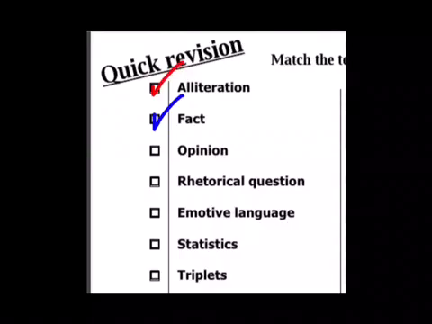Facts. If you are trying to get someone to agree with you, you need to give them some information that everyone knows is true. This is a fact. And in this way, your reader will start to believe you and start to listen to your opinion. Opinion. Of course, you can't persuade someone to agree with you unless you explain your opinion. That's what you think.